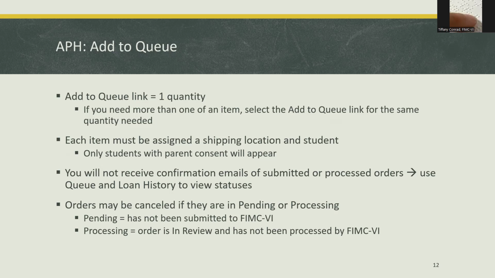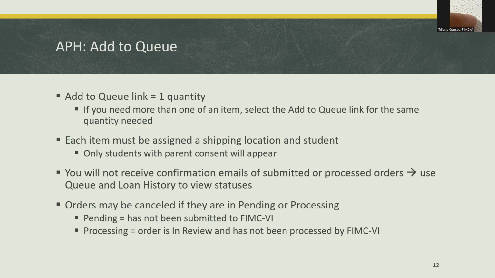Each item that ends up in your cart or your queue must be assigned a shipping location and a student, because these are APH products. Students have to be registered with us and parent consent has to be on file for that student. So when you're assigning the student, you're only going to see the students that have parent consent on file, and you have indicated that under student management, across your entire district or organization.